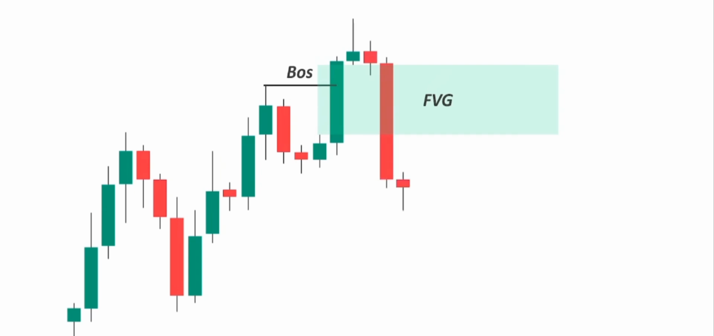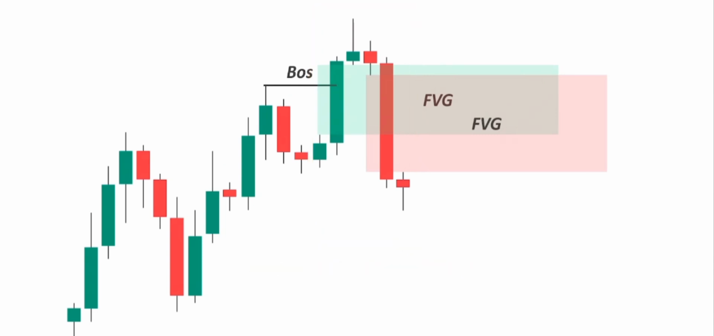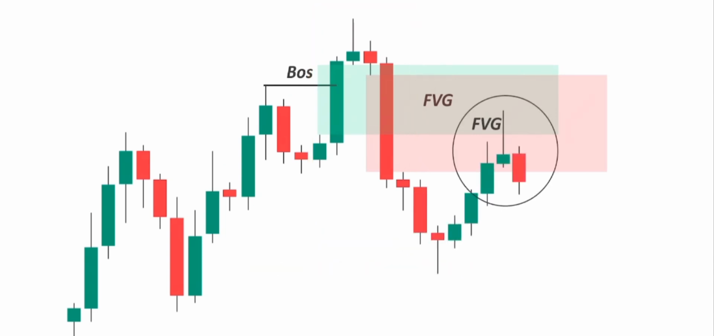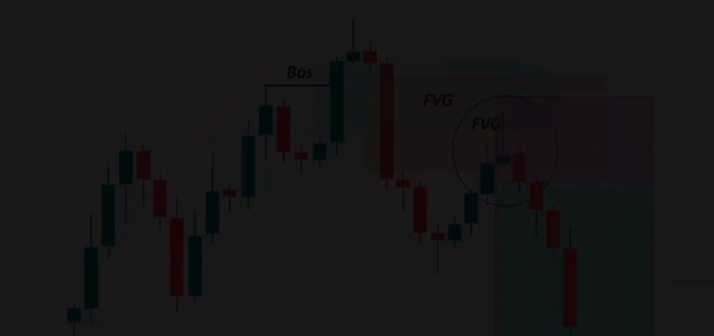However, notice how the price suddenly drops with strong selling pressure, creating a bearish FVG. This condition is known as a change in the state of delivery. This sudden shift in momentum signals a possible reversal to the downside. To trade the CISD, wait for the price to return into the FVG and the inversion FVG overlap and show signs of rejection. Then you can open a short position to take advantage of the bearish momentum. This setup often provides a high-quality trade with a good risk-to-reward ratio.